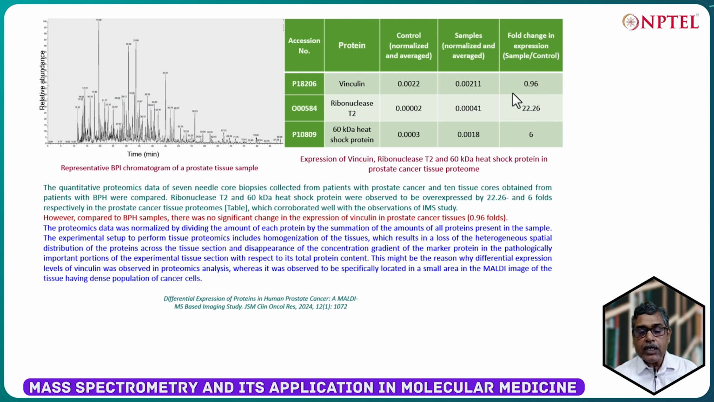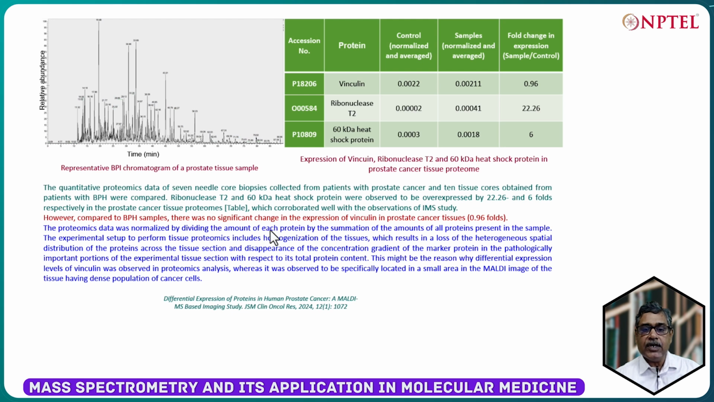However, compared to the BPH sample, no significant change was observed for vinculin, which we were talking about. We have seen that it is very much associated with the distribution that corroborates well with the histopathological distribution that we see under the microscope of cancer cells, but in proteomics we were not able to see a significant overexpression in case of cancer. There is a reason that we will discuss, because that's where some discordance is there.